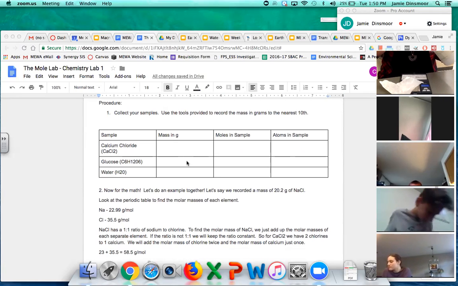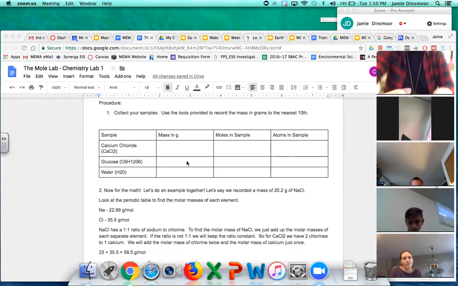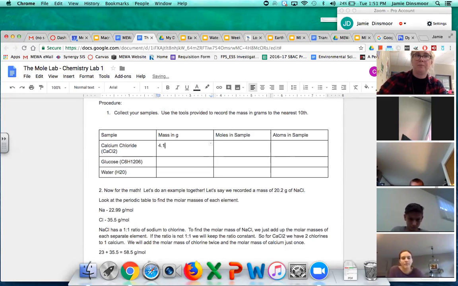And I'm going to put my sample of calcium chloride, and of course it's little tiny balls of salt here, so being very gentle here so it doesn't roll off. I could have also used a solid container, done the same concept, just zeroing out the container instead of the paper. Okay, so there's my beautiful mountain of calcium chloride, and I am recording a mass of 4.1 grams. So in your data table, under mass in grams of calcium chloride, you're going to put 4.1.